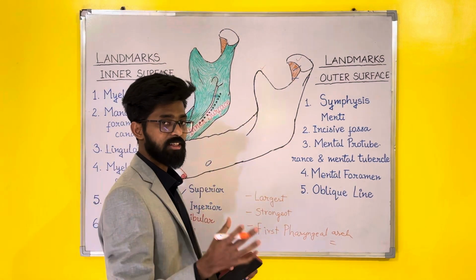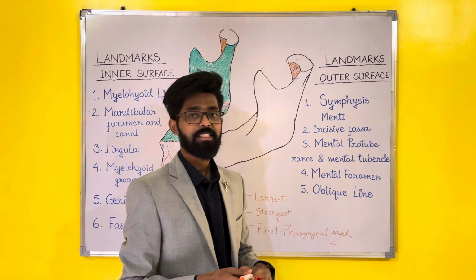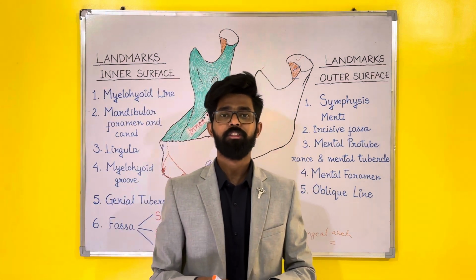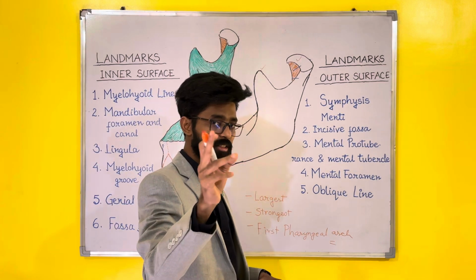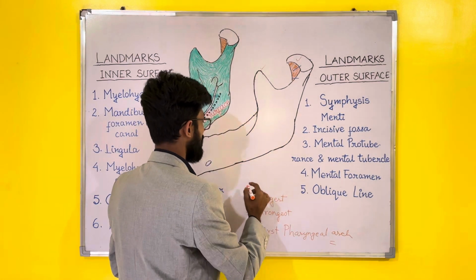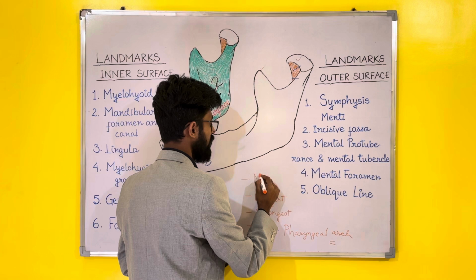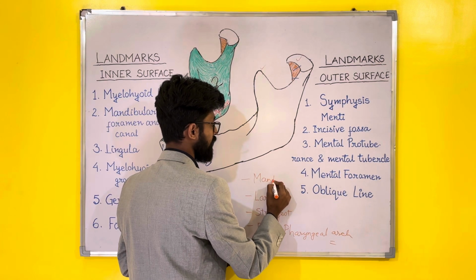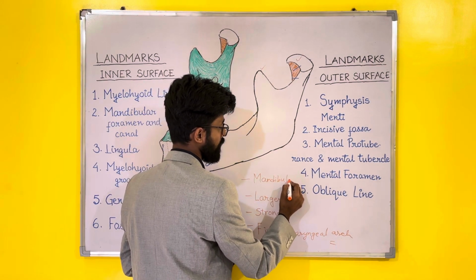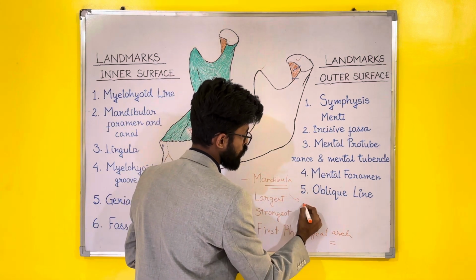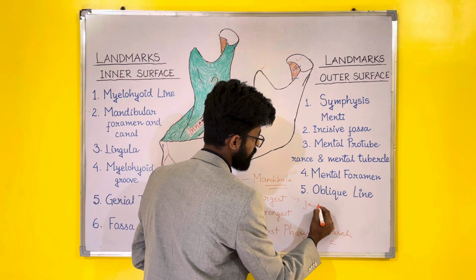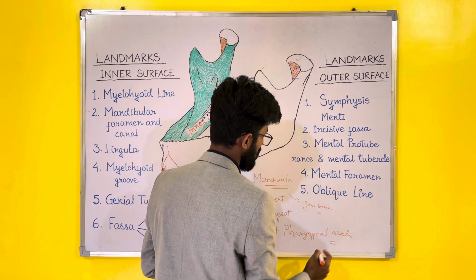First is the largest and strongest bone of the face. Second is, it is derived from the first pharyngeal arch. Third point, actually this third point should be the first point. It is derived from the word mandibula. Mandibula means jawbone. So this will be your introduction.